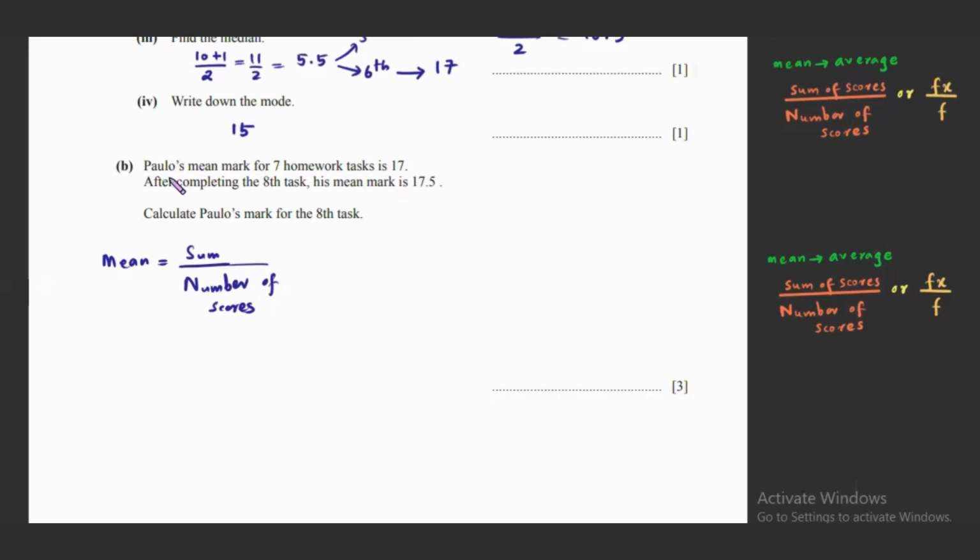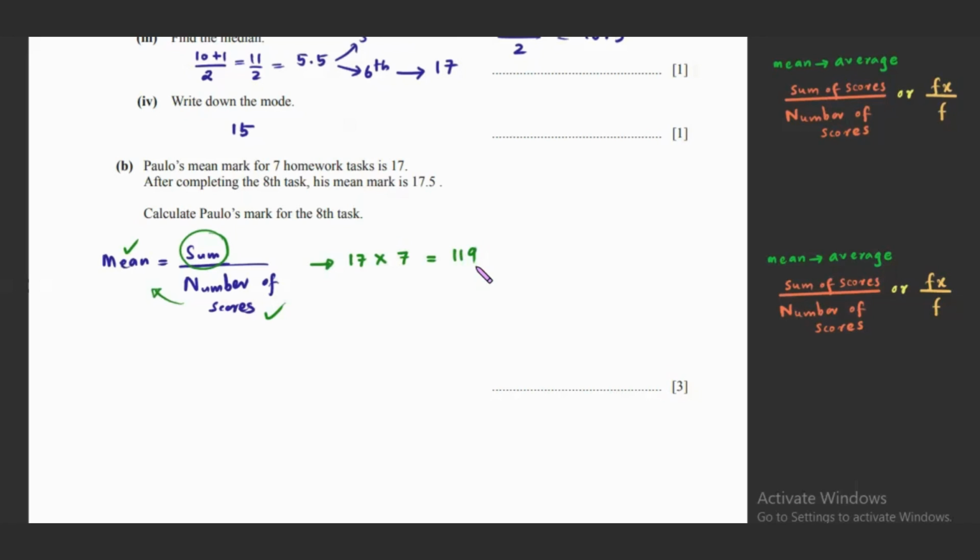That means in this question, the mean is given to us. And it clearly states that it's the mark for 7 homework tasks, which means the number of scores is also known to us. Using this, we can calculate the sum of scores. To calculate the sum of scores, I need to take the number of scores to the other side, which means the mean and the number of scores have to be multiplied together. In this first sentence, the mean is 17, and I need to times it by the number of scores, which is 7. So when I do 17 times 7, I get 190.